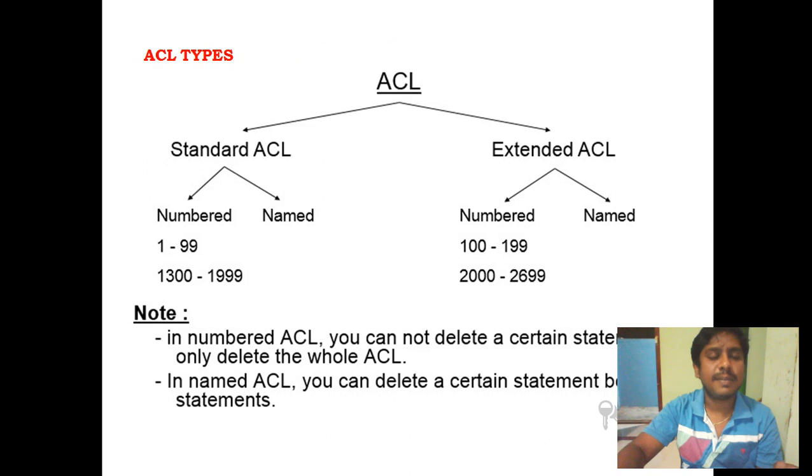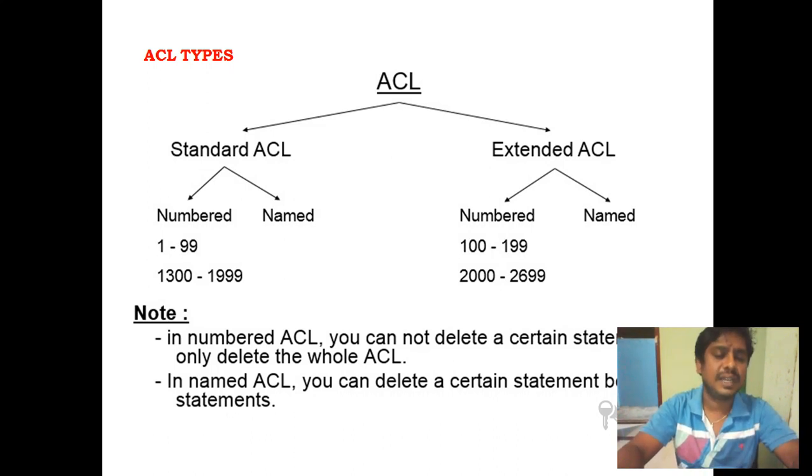Then coming to the types of ACLs, we have mainly two types of ACLs. One is standard ACL, the other one is extended ACL. Again, in the case of standard or extended ACL, we have two types. One is numbered ACL, the other one is named ACL. Numbered ACLs use numbers between 1 to 99 and 1300 to 1999, whereas in the case of extended ACL, it is between 100 to 199 and 2000 to 2699. So whenever a number between 1 to 99 is used, it is a standard ACL. We'll be discussing more about the standard ACL statements.